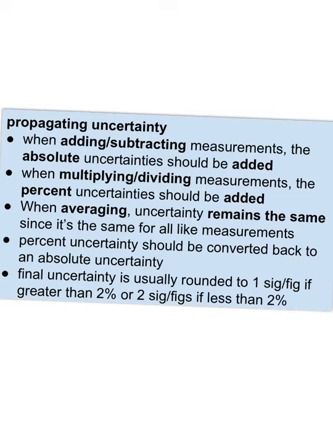When you're averaging, however, the uncertainty remains the same, because if you continue to add the uncertainty when you're averaging, it wouldn't do anything to help your uncertainty. It would simply increase it. But since your uncertainty is the same for all like measurements, you can simply leave it the same. The percent uncertainty can just be converted back to an absolute uncertainty.